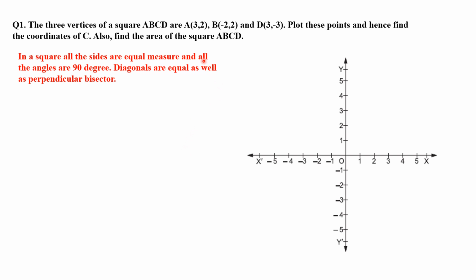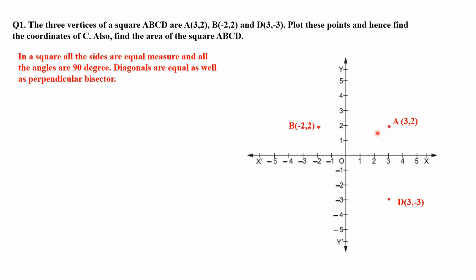So now let's start plotting these points whose coordinates are already given in the question. First is the A coordinate, which is (3, 2), which will be here. Then B is (-2, 2), and D is (3, -3). Now if you see here, we know that in a square all the four sides are equal, isn't it? So if you have to find the AB measure, here is 2 units and here is 3 units, isn't it? So 5 units is the measure of AB.